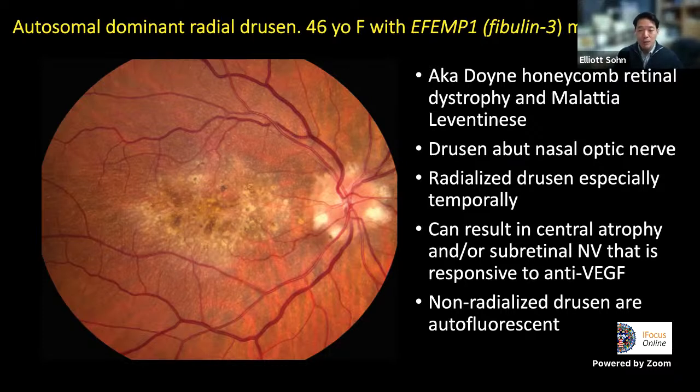But finding the mutation that causes this, fibulin 3, EFEMP1 is the name of the gene, actually unified these disorders, as well as dominant drusen, into one disorder, because now we realize that this one mutation has a varying spectrum of phenotype. And one of the prominent things that can happen is radialized drusen. We're doing a study on this, so we're going to talk more about this in the future.